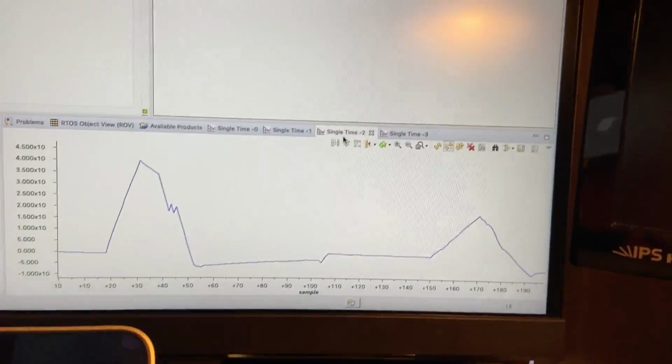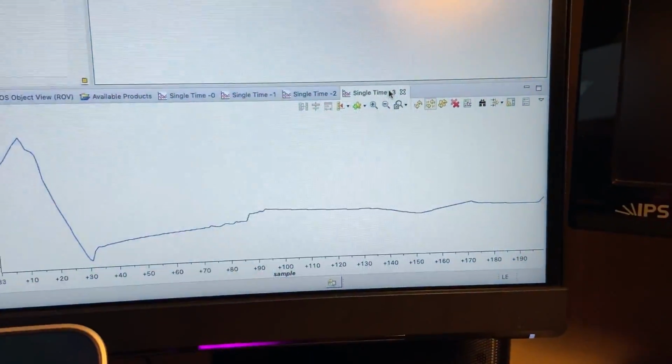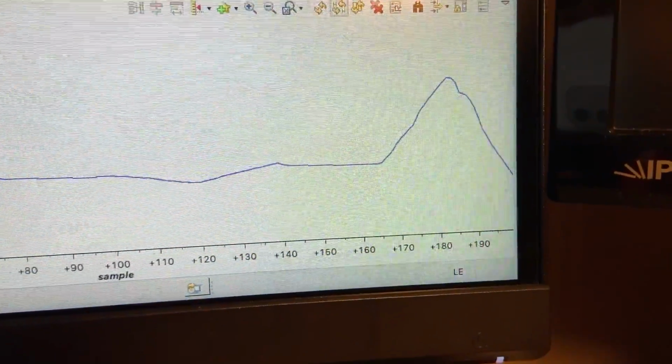And then the roll, which is the last graph, if I tilt it to the side, tilting it, and it's changing, tilt it the other way, should go the opposite direction.